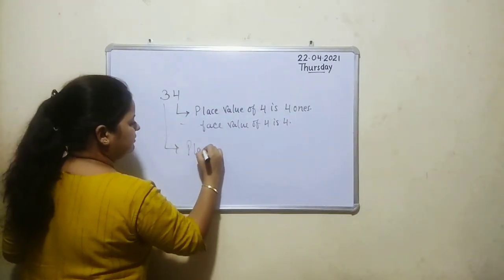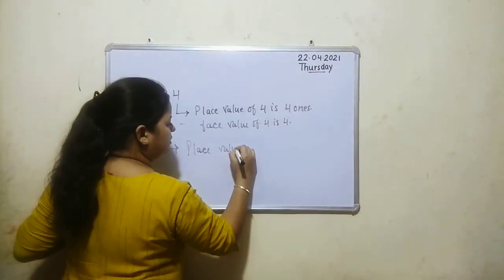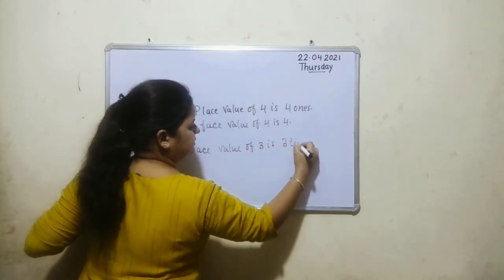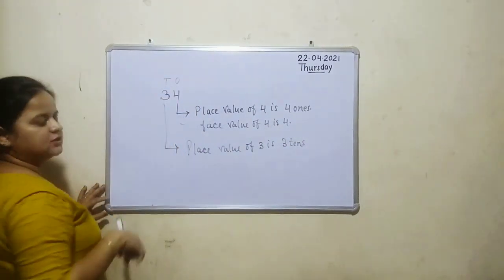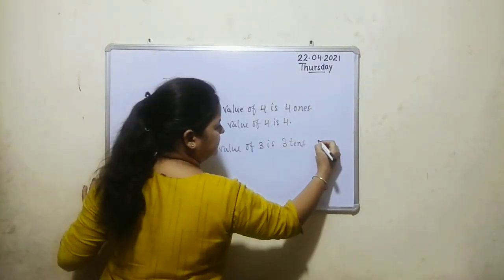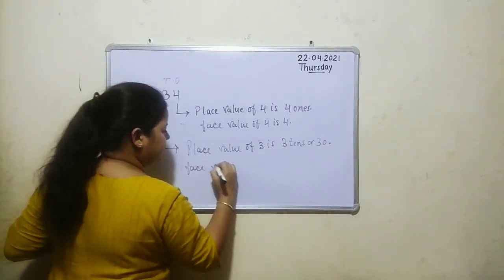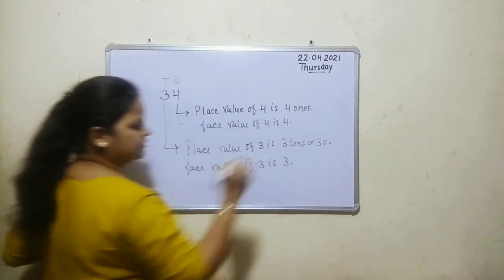Again, for 3 we will find out the place value and face value. Place value of 3 is 3 tens. Yes? This is on the ones place and this is for tens. Place value of 3 is 3 tens or 30. And face value of 3 is always same, like 3.